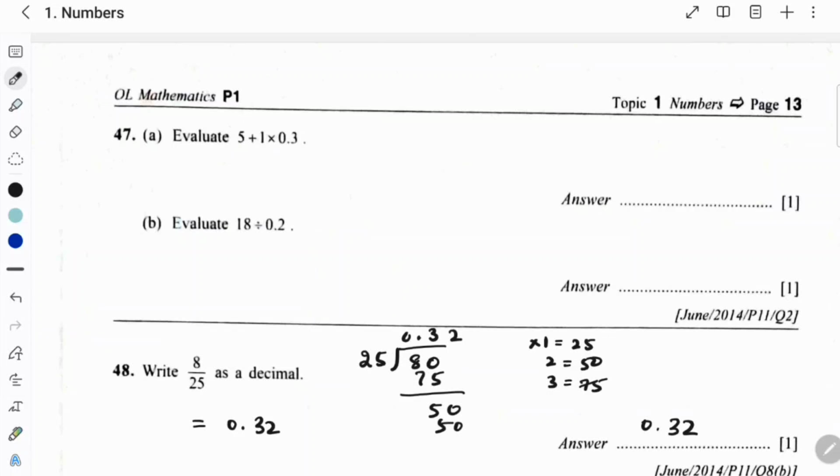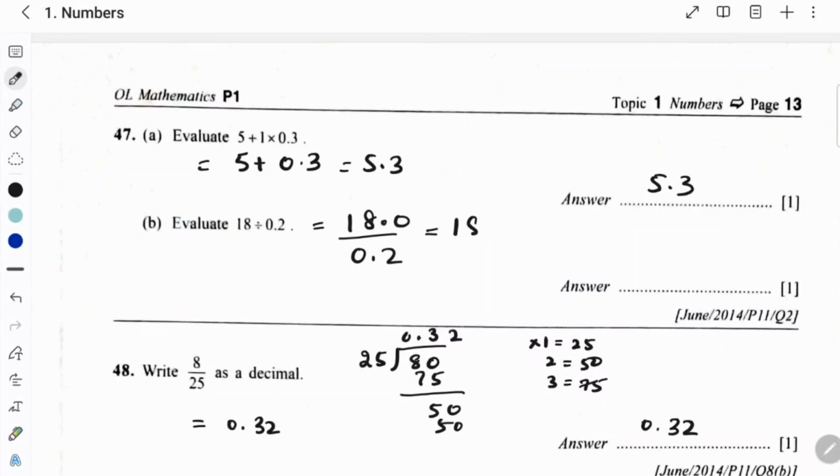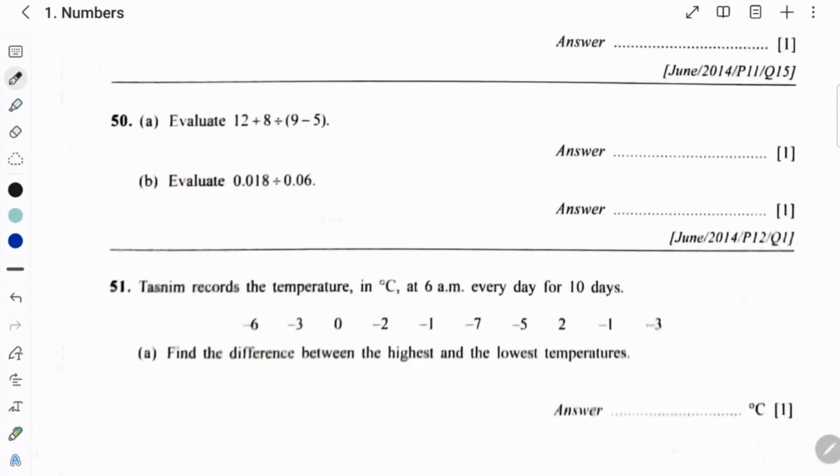Okay, let's try this 47. So what do we do? We first multiply 5 plus 0.1 times 0.3 is 0.3, and that is becoming 5.3 is the answer. And 18 divided by 0.2, put an extra decimal and write down 18.0 means 18, and 180 upon 2 will be equals to 2 9s are 18. 90 is the answer. Try this part B.